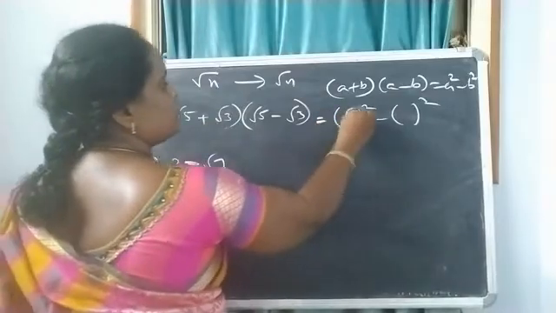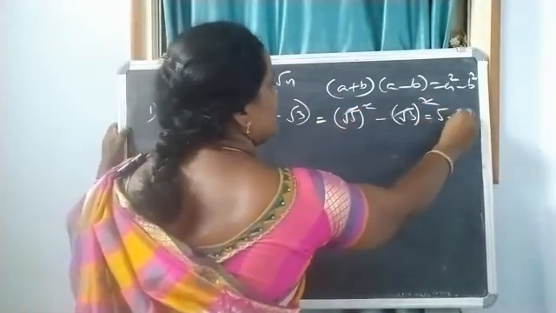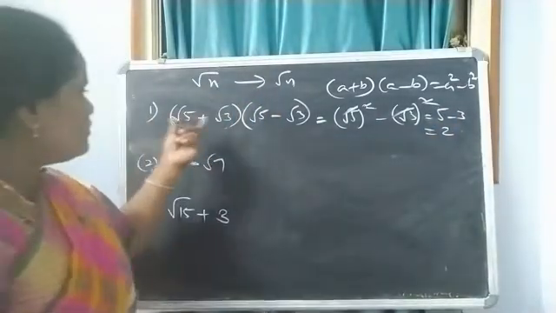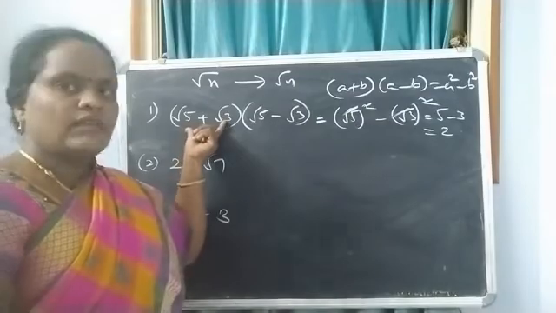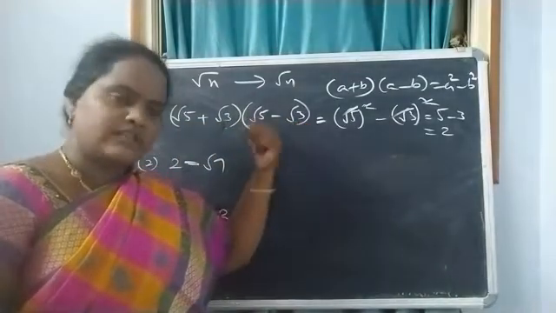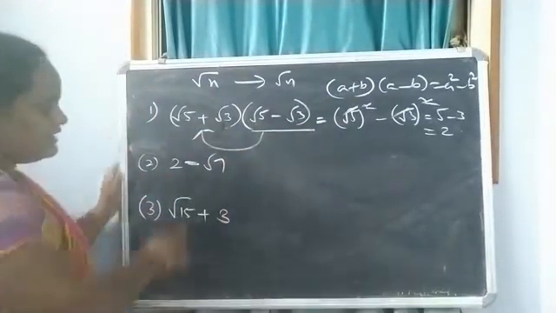A value is root 5, b value is root 3. Square and square root get cancelled. 5 minus 3, that is 2. We got a rational number. So for root 5 plus root 3, what is the rationalizing factor? Root 5 minus root 3. Vice versa, for root 5 minus root 3, what is the rationalizing factor? This one, root 5 plus root 3.